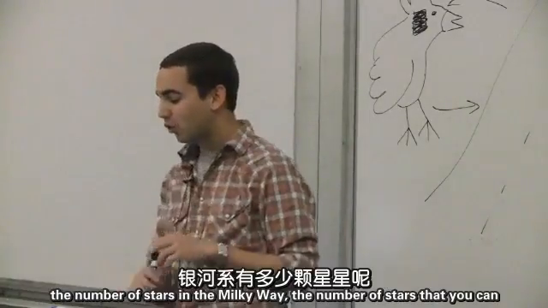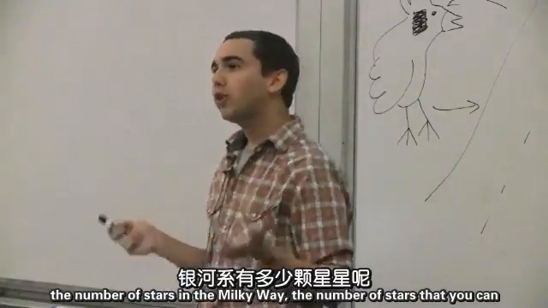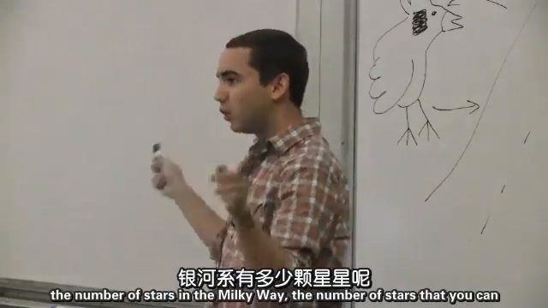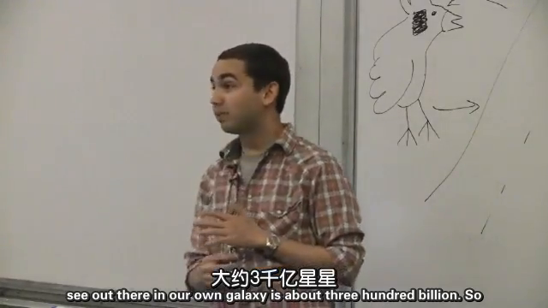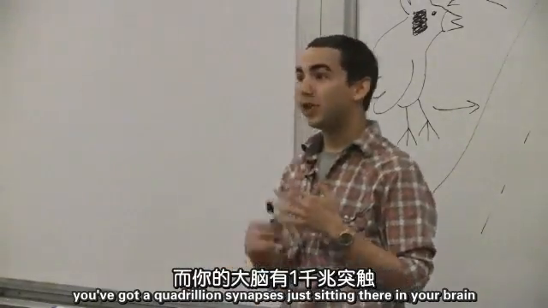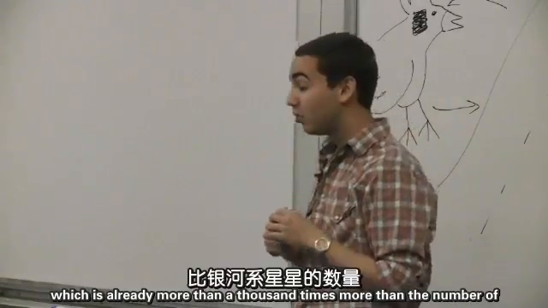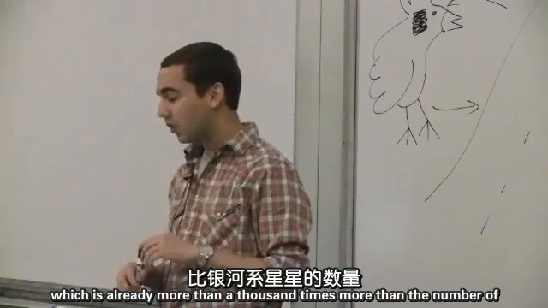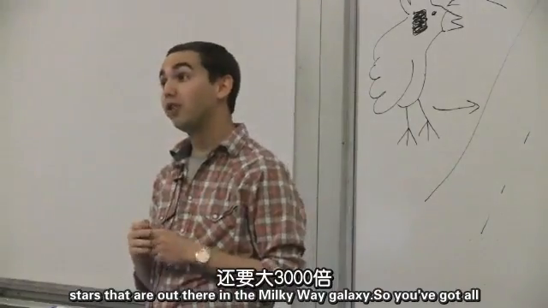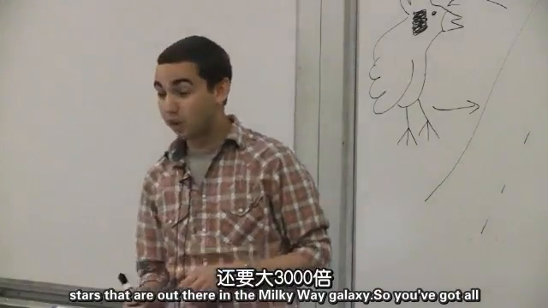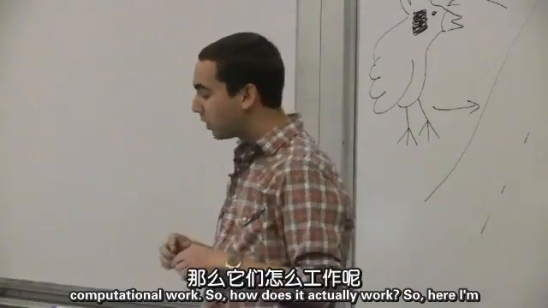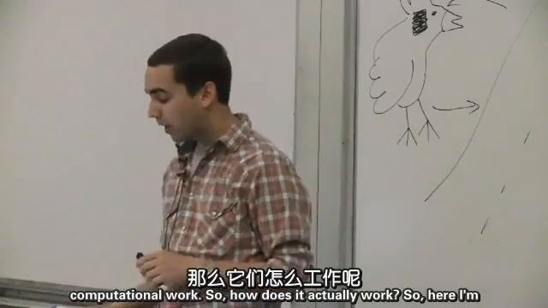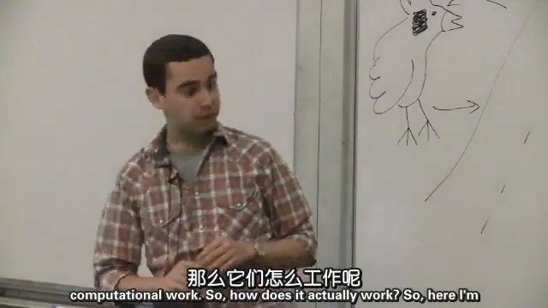And just to give you some perspective, the number of stars in the Milky Way, the number of stars that you can see out there in our own galaxy, is about 300 billion. So you've got a quadrillion synapses just sitting there in your brain, which is already more than 1,000 times more than the number of stars that are out there in the Milky Way galaxy. So you've got all of these connections packed in there in your brain doing all of this computational work. So how does it actually work?